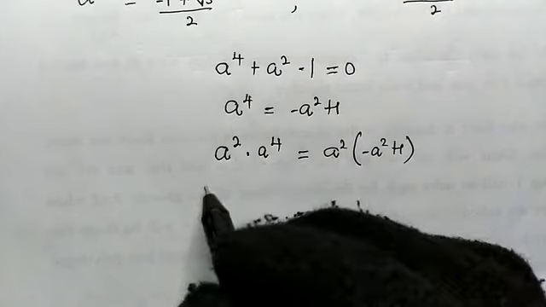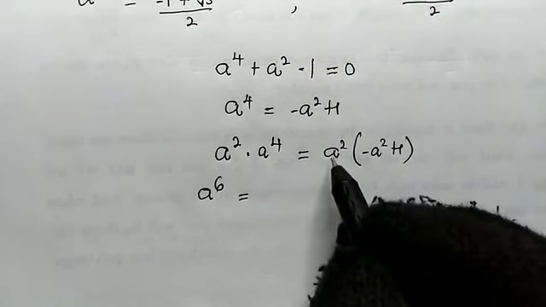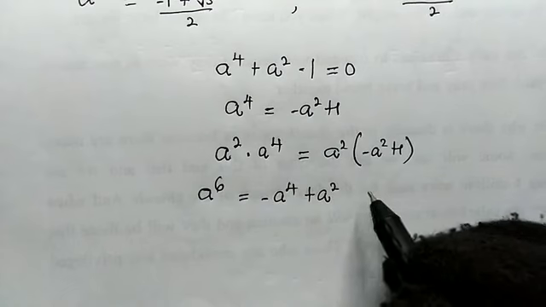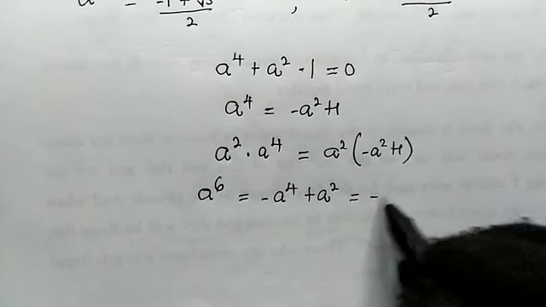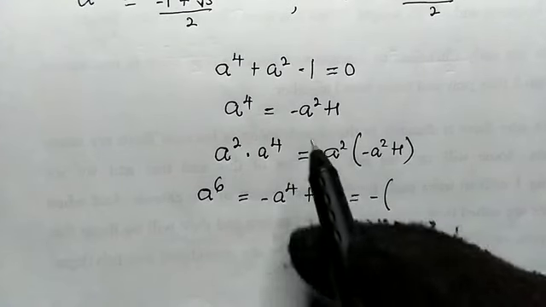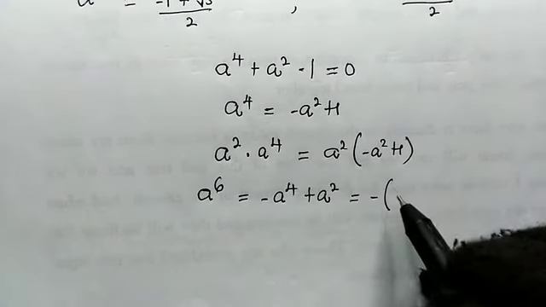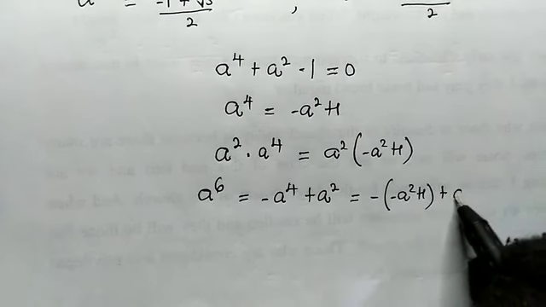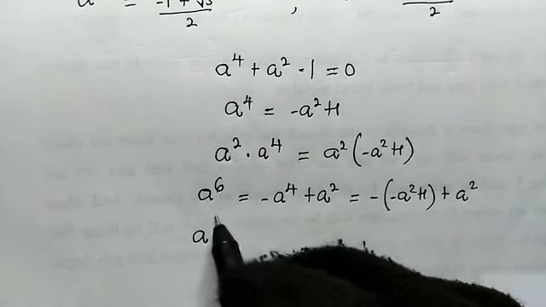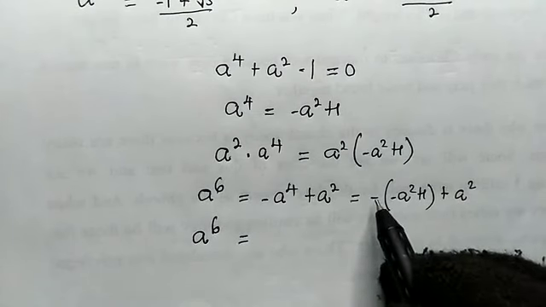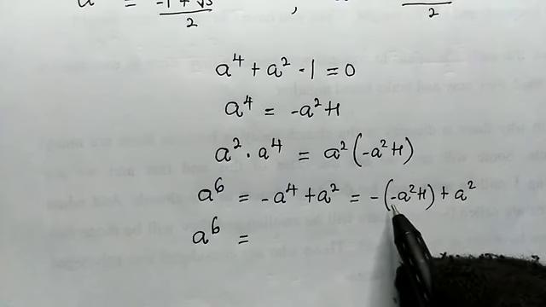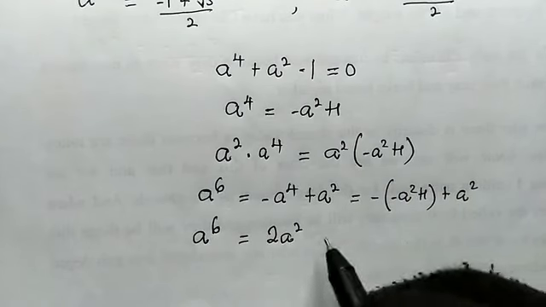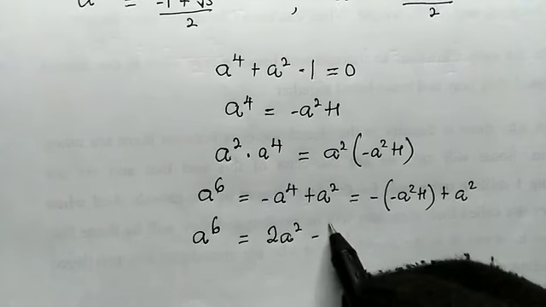So from here, we have a to the power of 6. This is equal to this times this, which will be negative a to the power of 4, then plus a squared. And from here, we have minus into bracket, then the value for a to the power of 4 here, negative a squared plus 1. So we're going to substitute. So we get negative a squared plus 1. Then don't forget plus a squared. So we get a to the power of 6 is equal to, here, negative times negative a squared is positive a squared. And don't forget we're adding another a squared, so that will be 2a squared. And here minus times plus 1 will give us minus 1.